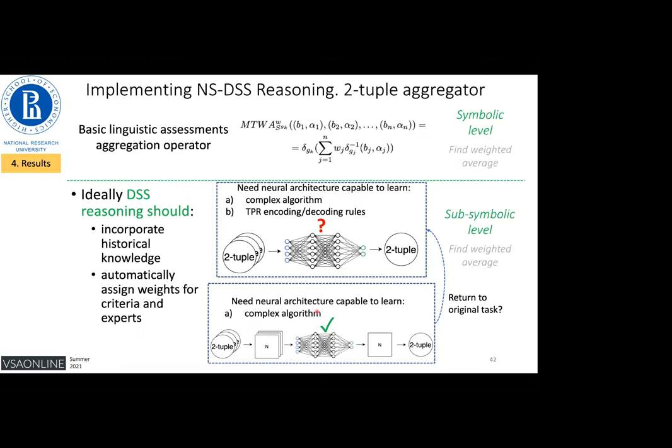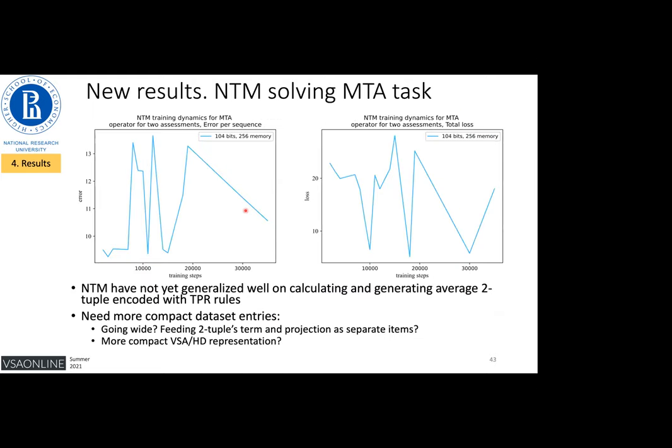So now, as we have solved this subtask, we need to understand whether we can have a neural architecture that is not only able to learn the complex algorithm, but also can learn TPR encoding and decoding rules. Here we try to apply the NTM again. And here we can see that the NTM was not able to generalize.